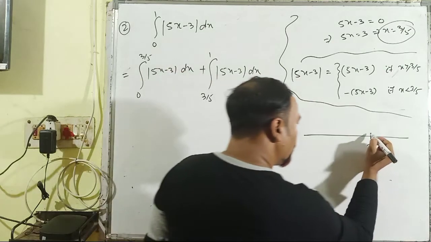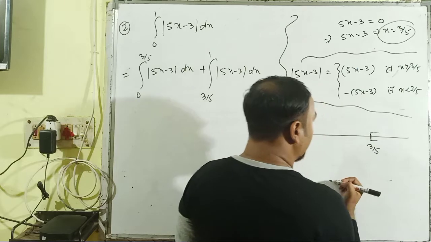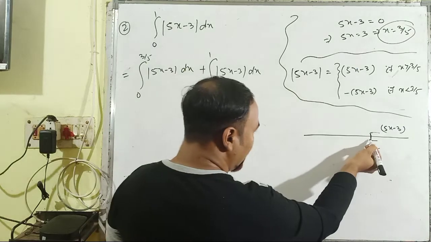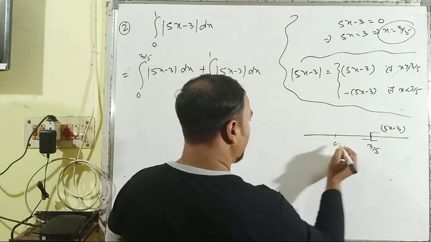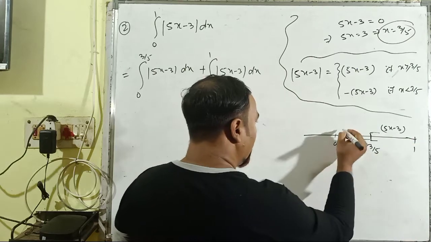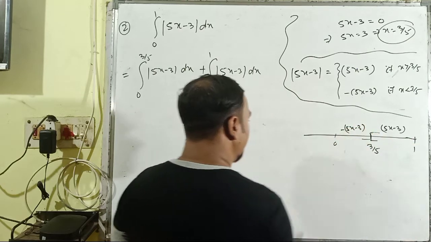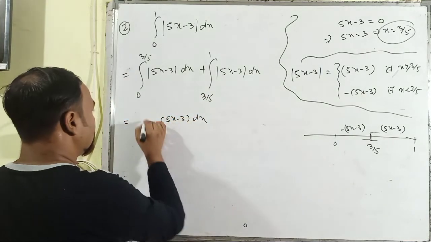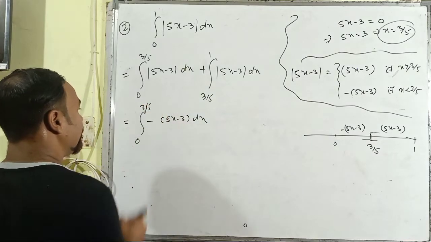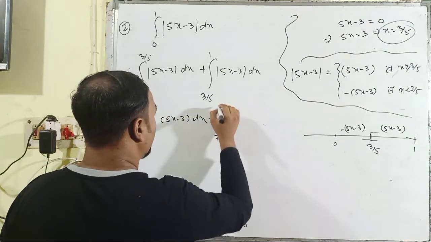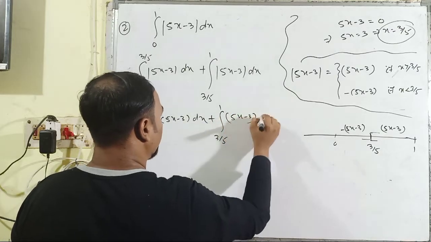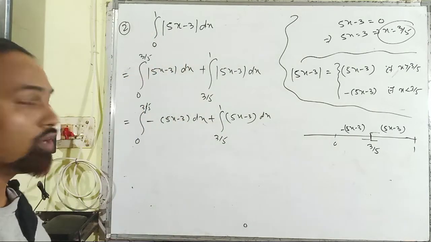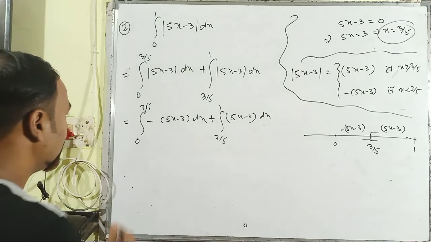That means at the point 3 by 5 the behavior changes. From 3 by 5 towards the right hand side it gives a positive value, that means 5x minus 3. Towards the left hand side, where here it is 0 and here it is 1, it will give minus of 5x minus 3. So by putting these values, it is minus of 5x minus 3 dx from 0 to 3 by 5. Then from 3 by 5 to 1 it is 5x minus 3 dx, because this is the positive interval and this is the negative interval for the function 5x minus 3, not for x, for the function 5x minus 3.